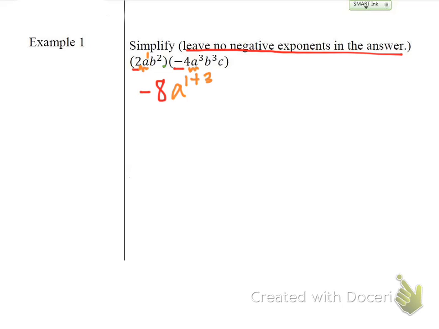And then let's do the b's. That's b to the second and b to the third. So that's going to be b to the 2 plus 3. And then c is just hanging out all on its own. So when I simplify, this is going to be negative 8, a to the 4th, b to the 5th, c.